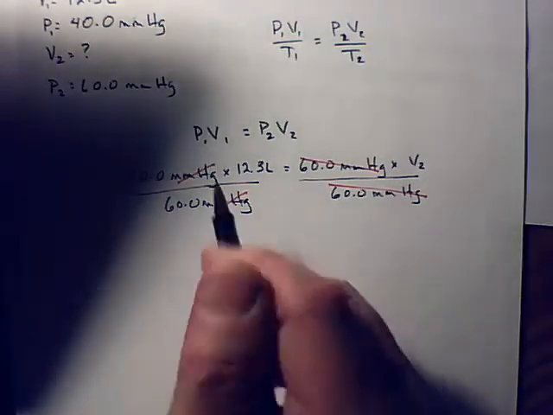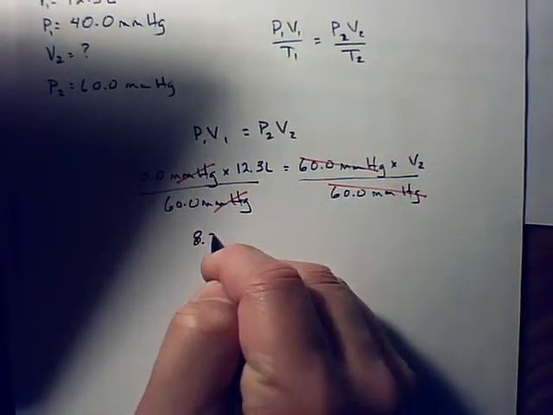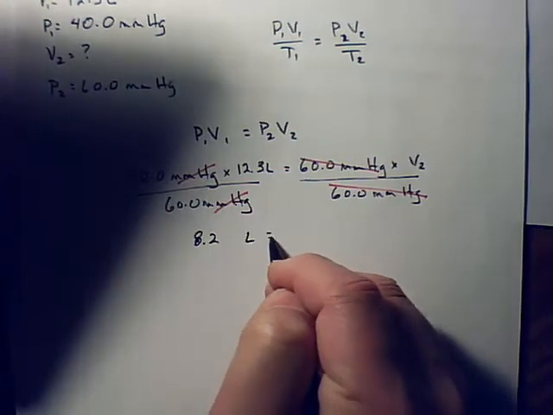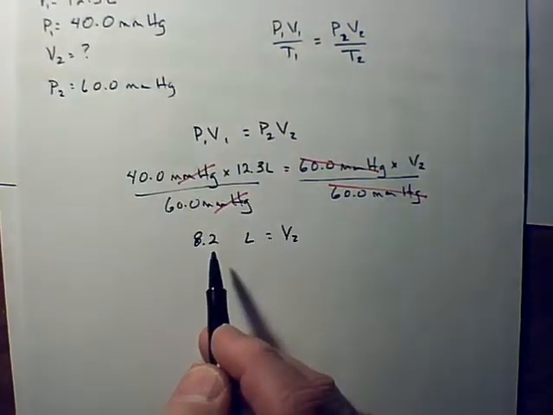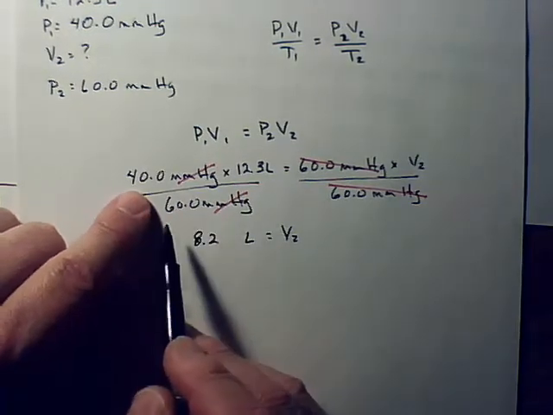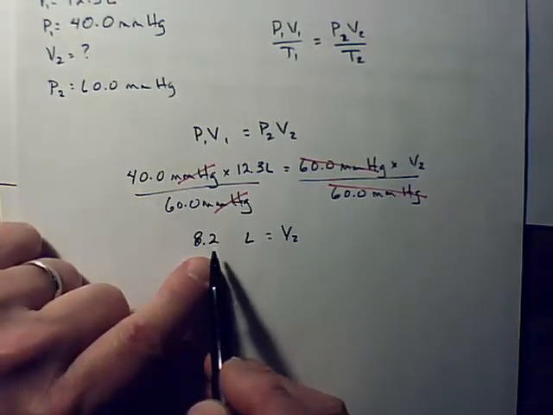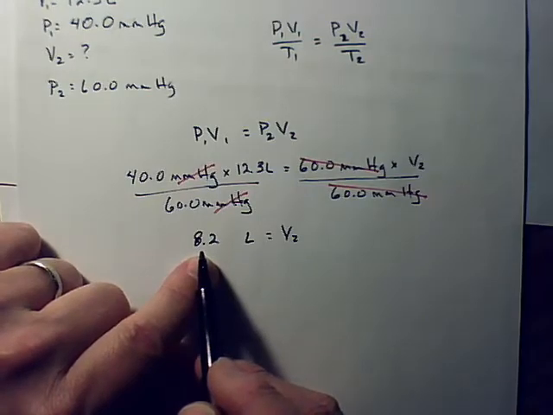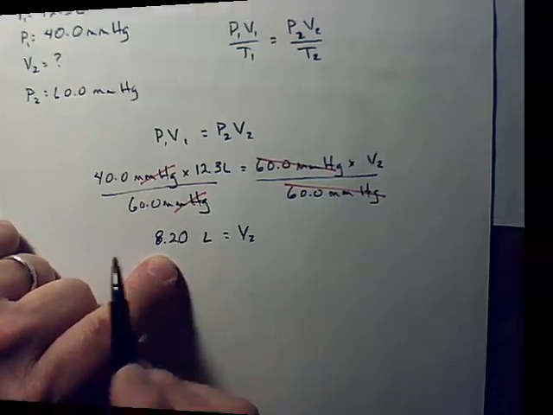I get 8.2 liters equals V2, and that's what the calculator says. I'm looking at these numbers up here, and I see they all have 3 significant digits. So I really need this answer to have 3 significant digits, and so we just put a 0 here.